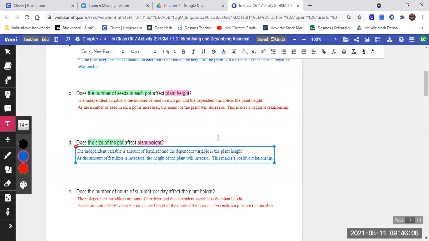So what are we going to say is the independent one? What are we going to say is the independent one?